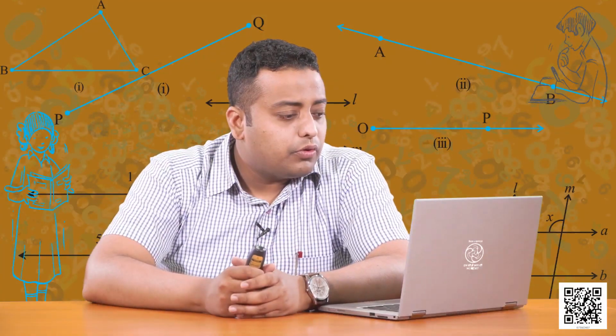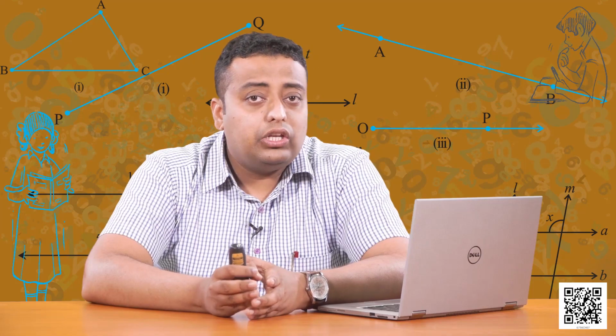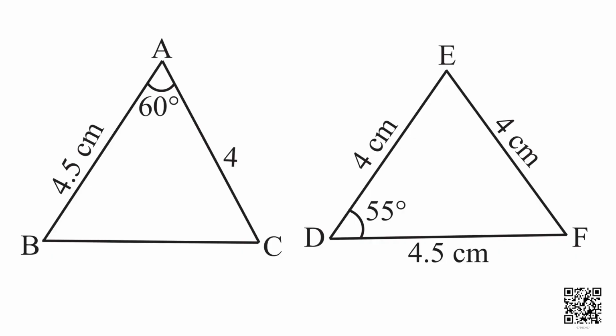Now B part, where AB is equal to 4.5 cm, AC is equal to 4 cm, and angle A is equal to 60 degrees. In triangle DEF, DE is equal to 4 cm, FD is equal to 4.5 cm, angle D is equal to 55 degrees. To answer this question, here we have been given that AB is equal to FD and AC is equal to DE. But included angle A is not equal to angle D. So we cannot say that the triangles are congruent.